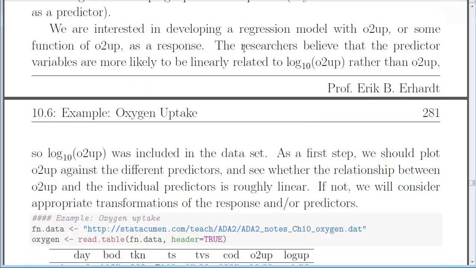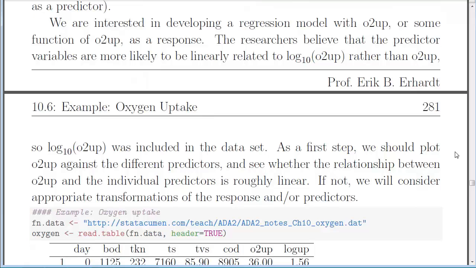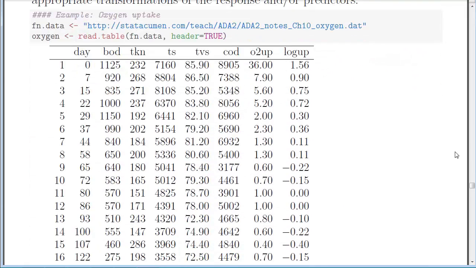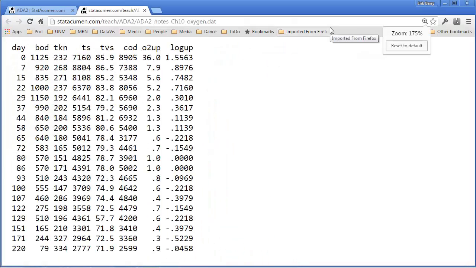All right, so researchers believe that the predictor variables are more likely to be linearly related to the log of the oxygen uptake rather than the variable in its natural units. So we're going to include the log in the data set, and we're going to start off by plotting the data and see what the relationships are. So here is the data set. Let me go ahead and click on the data and take a look.